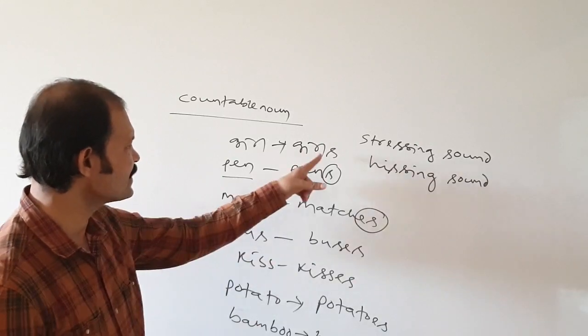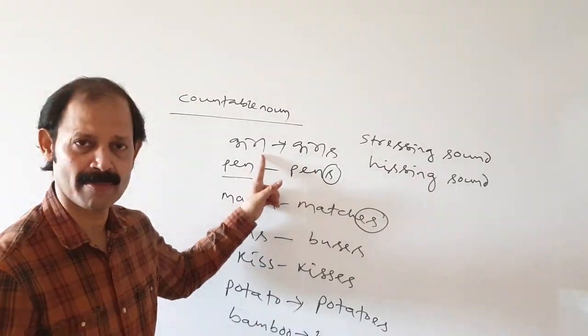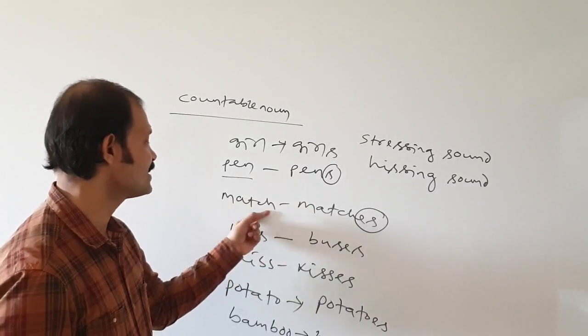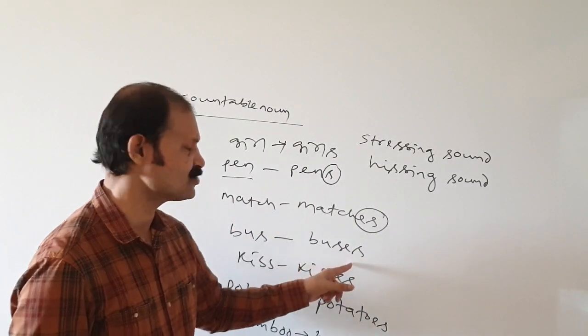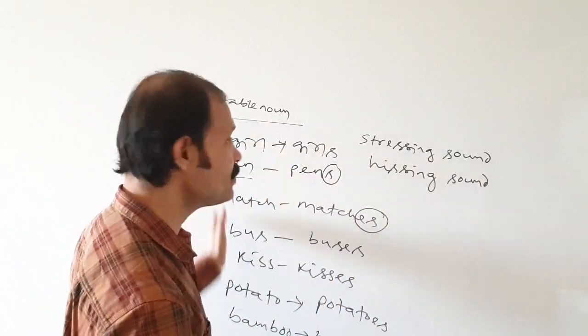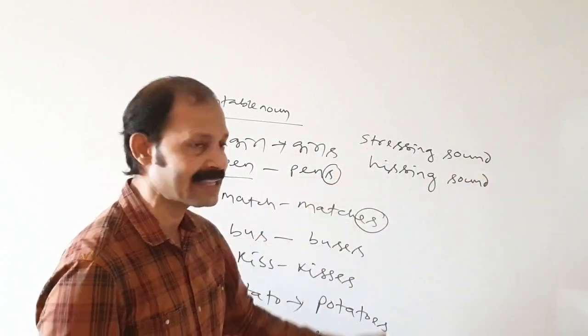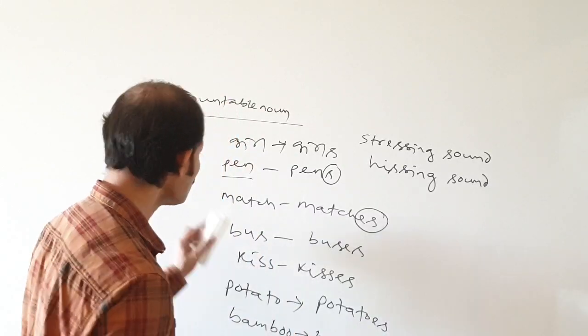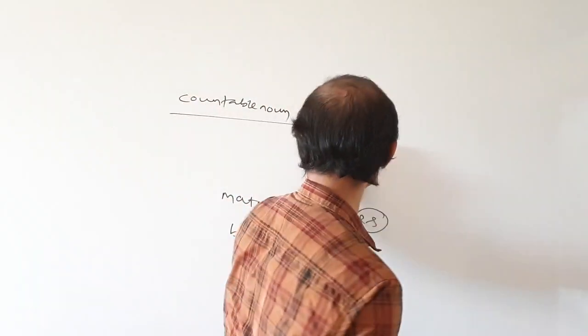So we add s if it ends with a normal sound, but if the singular countable noun ends with a stressing sound or hissing sound, then es is to be added. Remember, the noun should be a countable noun so that only then you can get the plural form. In case of an uncountable noun, no plural form is there. Then many other things are also there.